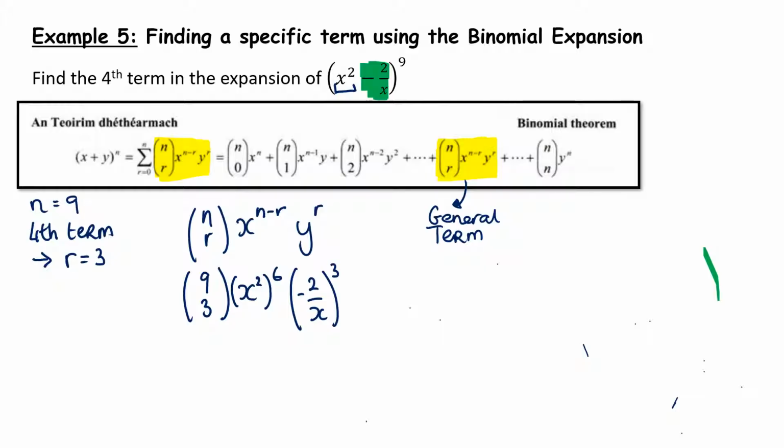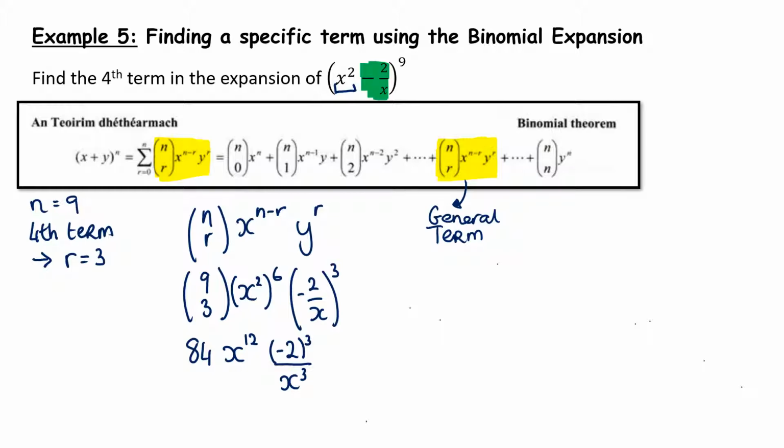Now, you can't leave it like this. You will need to tidy it up. So the first thing we can do is do n choose 3, nCr on the calculator, and we get 84. Using our laws of indices, x squared all to the power of 6, we multiply the two powers and we get x to the power of 12. And we then have minus 2 over x to the power of 3. So, remembering how this works, we do the top to the power and the bottom to the power.